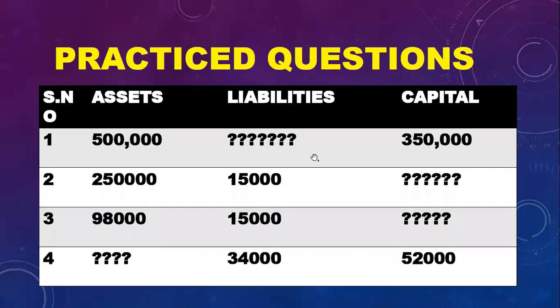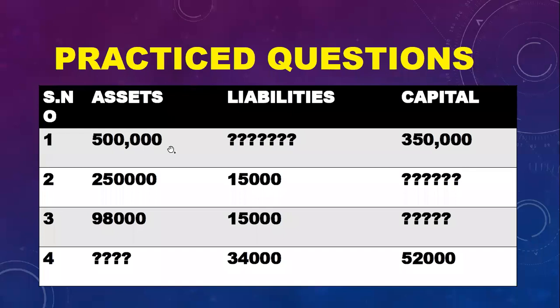We have liabilities unknown and capital is 350. So what will be the formula which I use over here? Now what you have to do, you have to put the values using the formula of the liabilities. Liabilities is equal to asset minus capital. I put the formula over here, 500,000 minus 350, and my answer of liability will be, yes, what will be the answer of liability, is 150. Clear? So simply you have to put the formula and you have to find these missing figures.